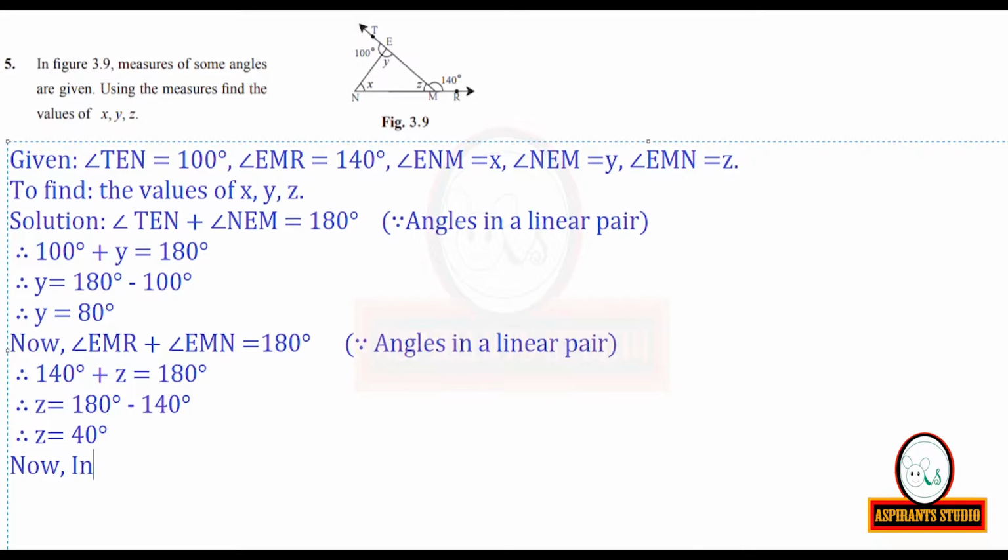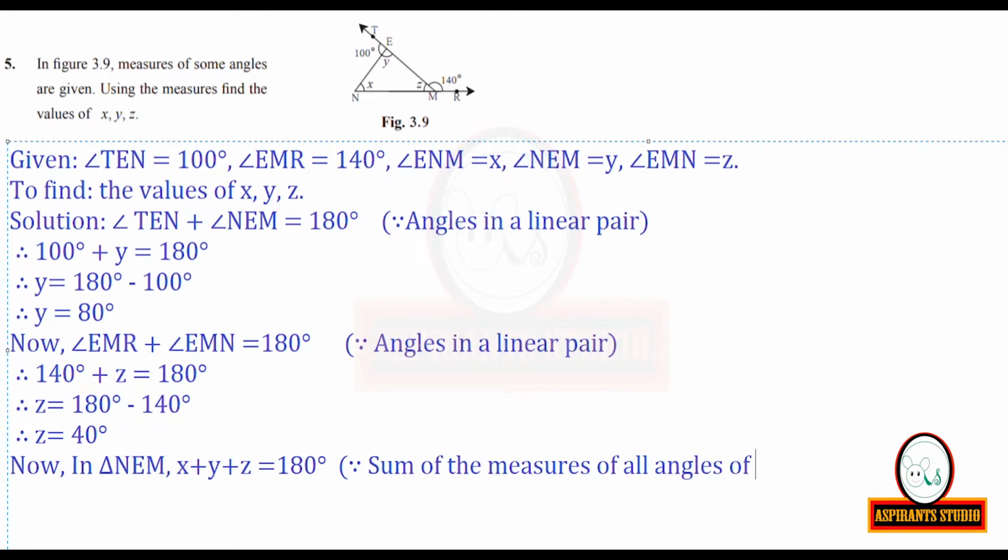Now in triangle NEM, you know the value of y, you know the value of z. What is left out? You have to find out the value of x now. So in triangle NEM, apply the sum of measures of all angles of a triangle is 180 degrees. So in triangle NEM, we have x plus y plus z is equal to 180 degrees.